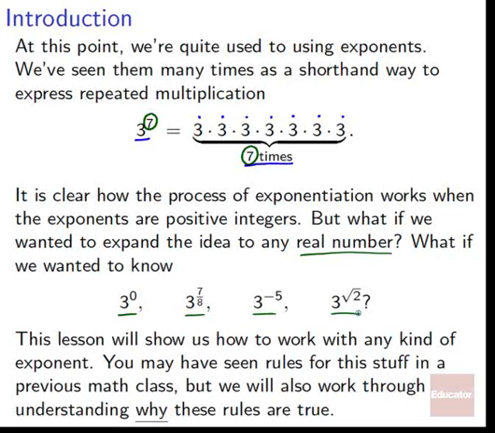You may have seen rules for this stuff in a previous math class, but we're also going to work through an understanding of why these rules are true. Even if you remember what the rules are for what 3 to the 0 is, for instance, you might not have a good grasp of why 3 to the 0 is what it is. And so in this lesson, we're actually going to see how we build these rules, where they come from, why we can trust in them, and also how we can make them ourselves if we ever forget the rules.